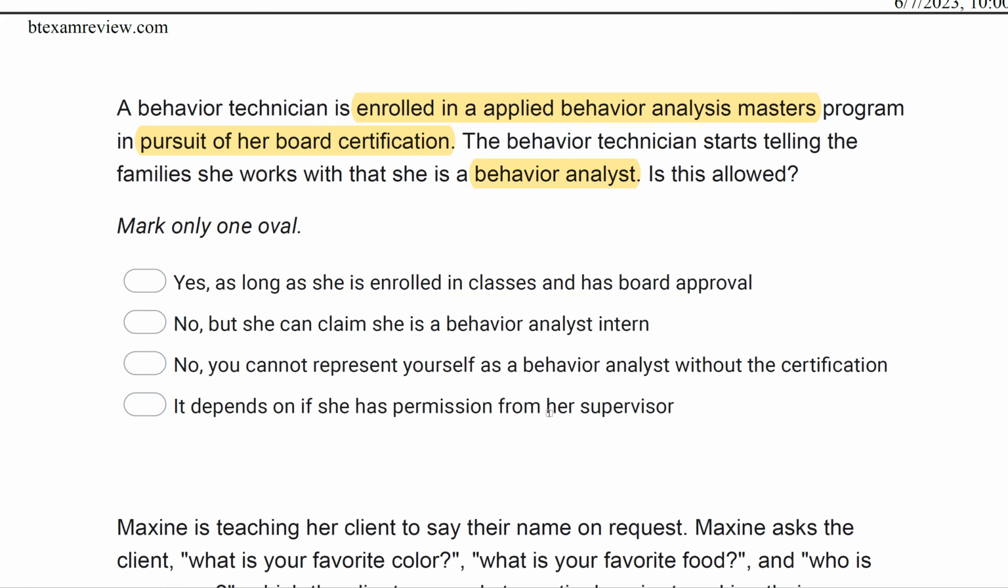And then D, it depends on if she has permission from her supervisor. Well, no, it's in the code. We can't misrepresent ourselves. So even if you think there's a gray area between a board certified behavior analyst and a behavior analyst, it's better to err on the side of caution and not misrepresent yourself at all. Now, it's a great thing she's pursuing her board certification. She's probably very skilled, but remember, we have to follow the ethical code.